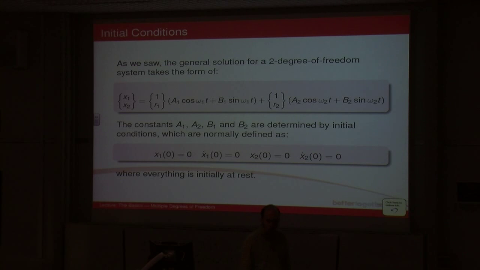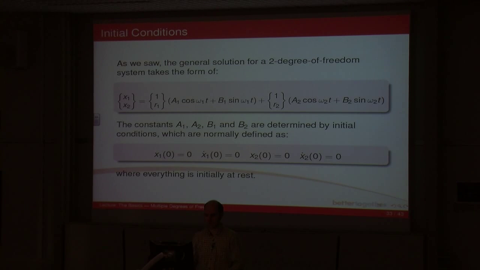And the constants A1, A2, B1 and B2 we can find from initial conditions. Obviously this is a typical initial condition: everything's at rest. Generally the initial conditions won't be quite like that because there'll be something that starts the oscillation off. It might be an initial displacement or it might be initial velocity. But this is a typical initial condition.